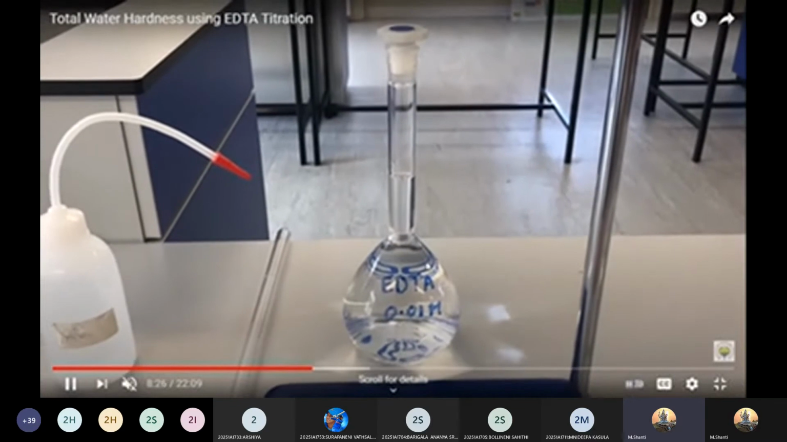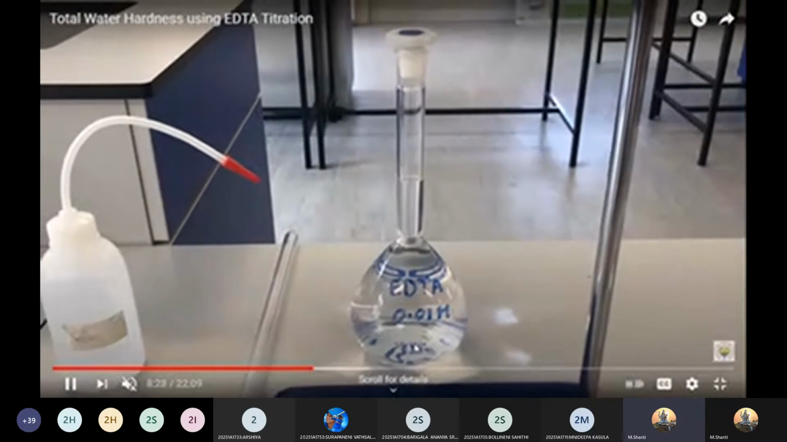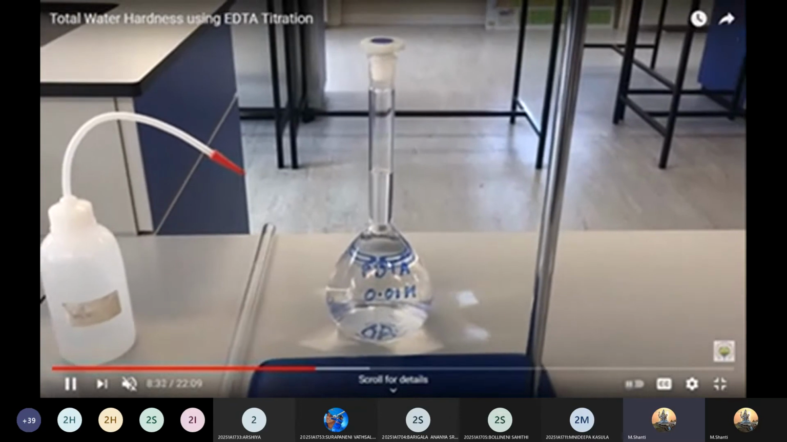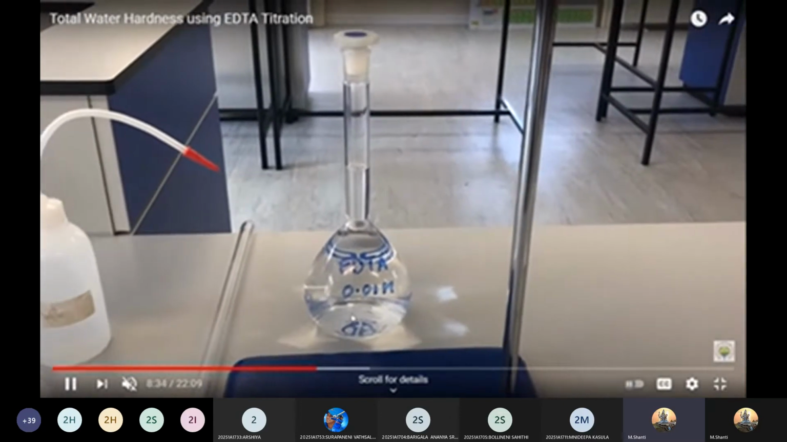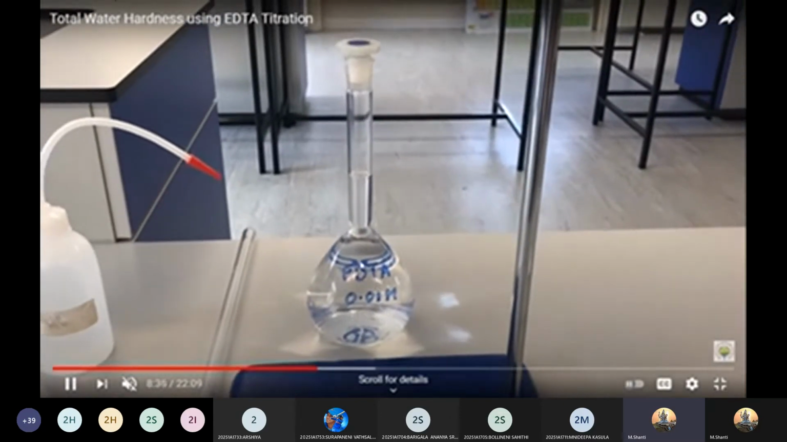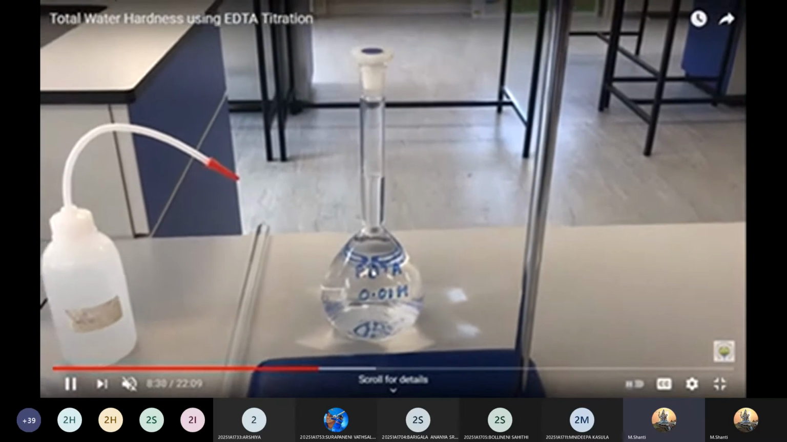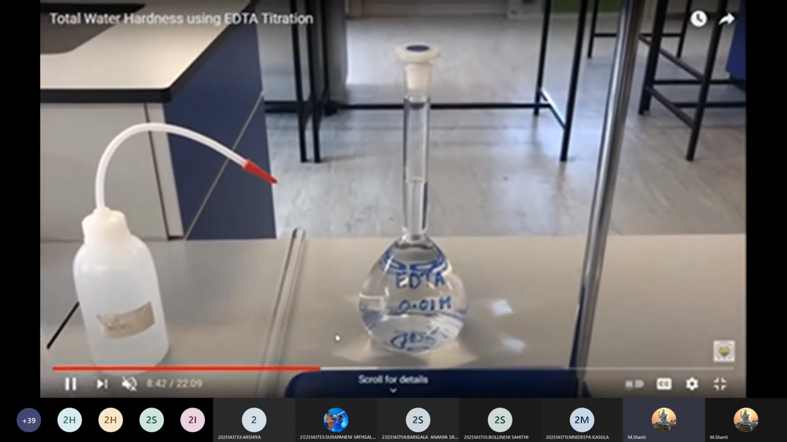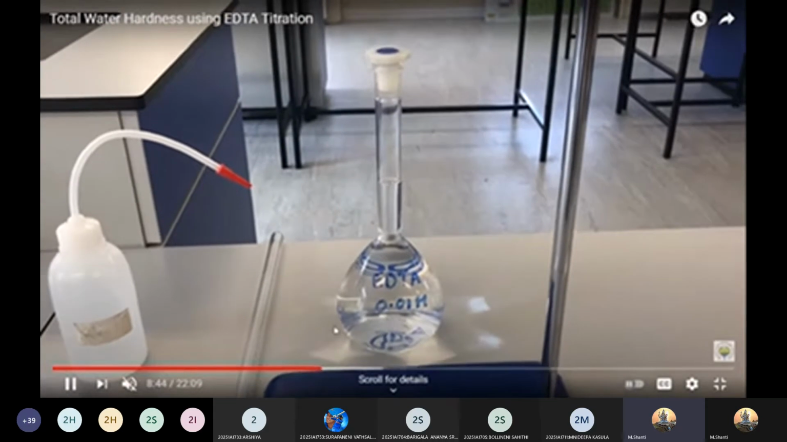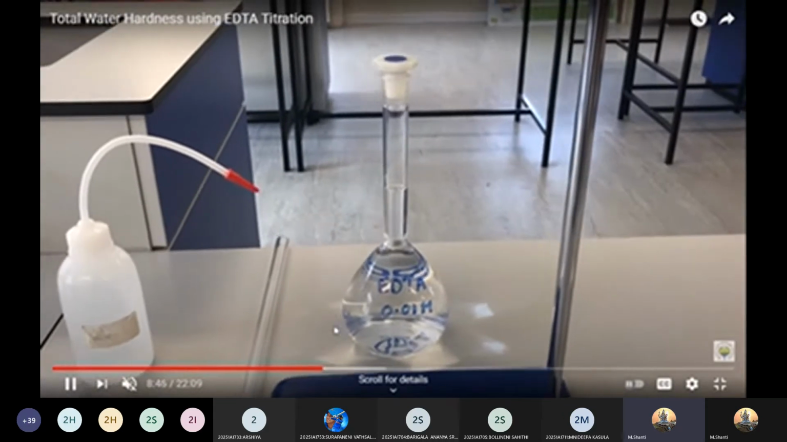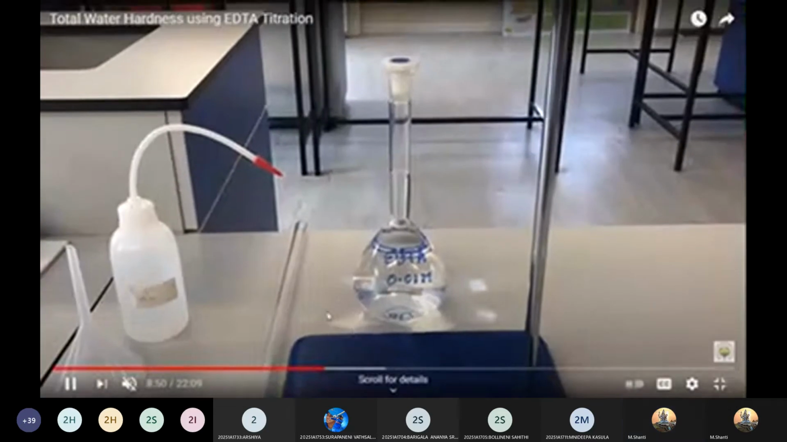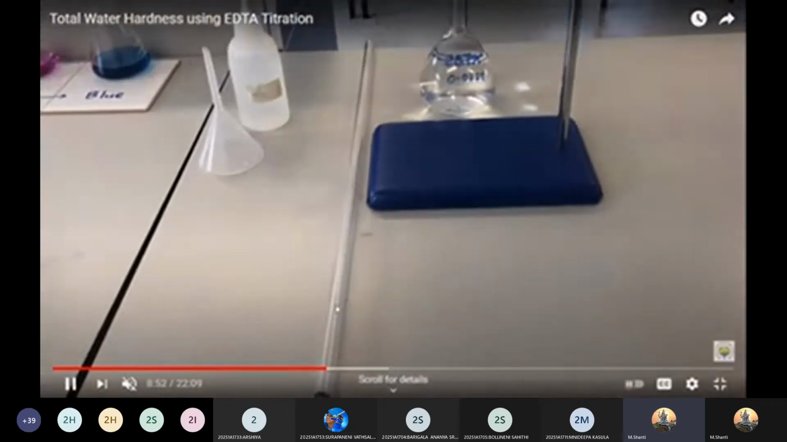Okay, EDTA solution has to be standardized because it is not a primary standard. So we have to standardize the EDTA solution. This is what is prepared here. But its concentration keeps on changing because it is unstable. So you just have to find out the concentration of EDTA by this procedure. That is called the standardization of EDTA. So EDTA molarity cannot be known directly. You have to standardize it, then you can find out the molarity.